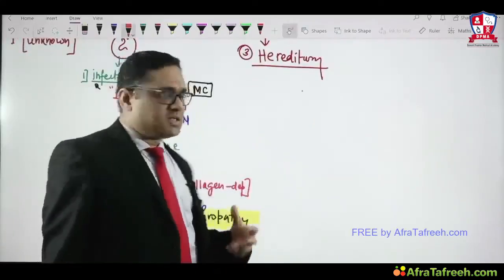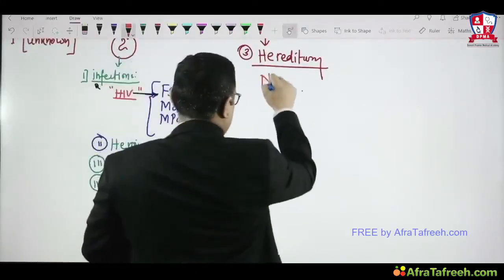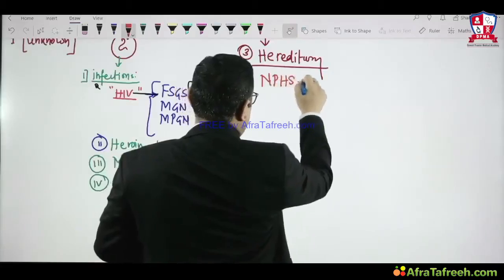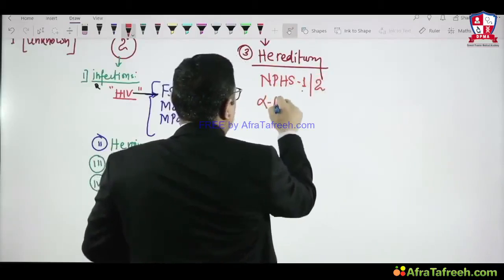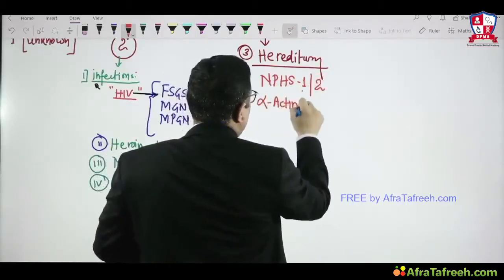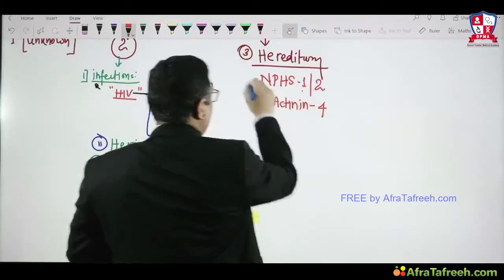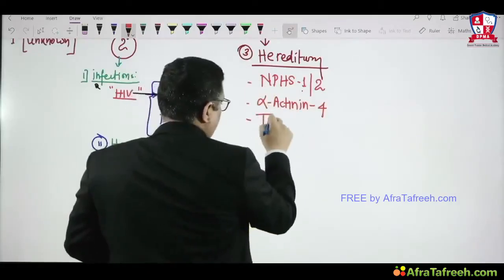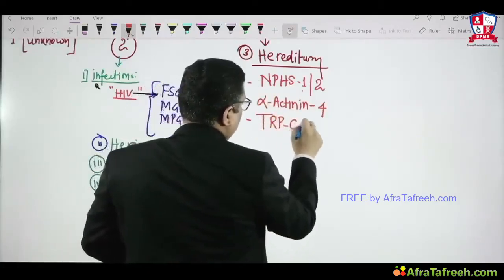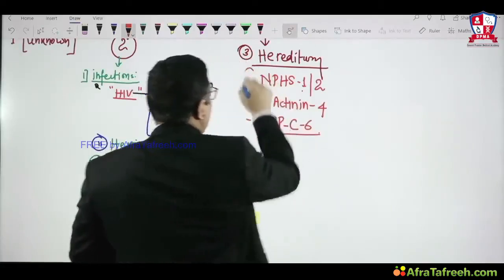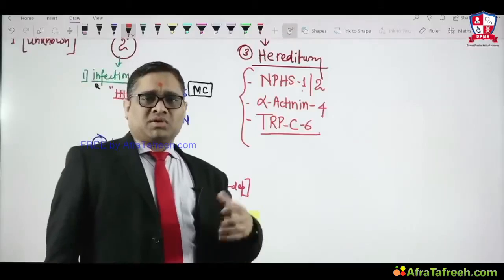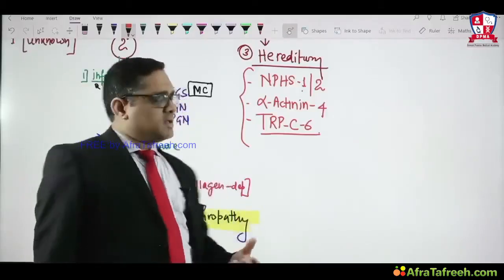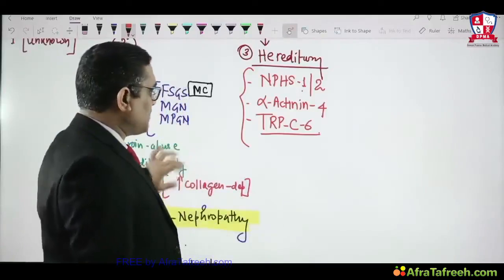What are these genes? These genes are NPHS1, NPHS2 gene. You remember all those things which we have discussed in nephrotic syndrome, alpha actinin 4, right? And TRPC6 gene. So all these genes which are responsible for nephrotic syndrome are associated with the hereditary form of FSGS, right?